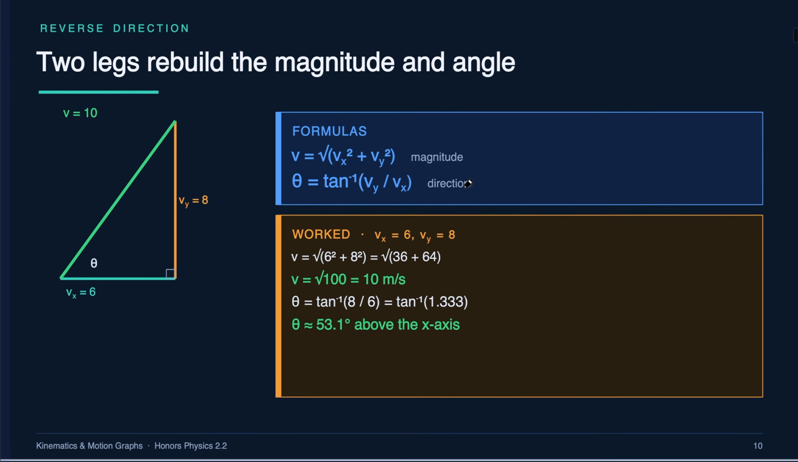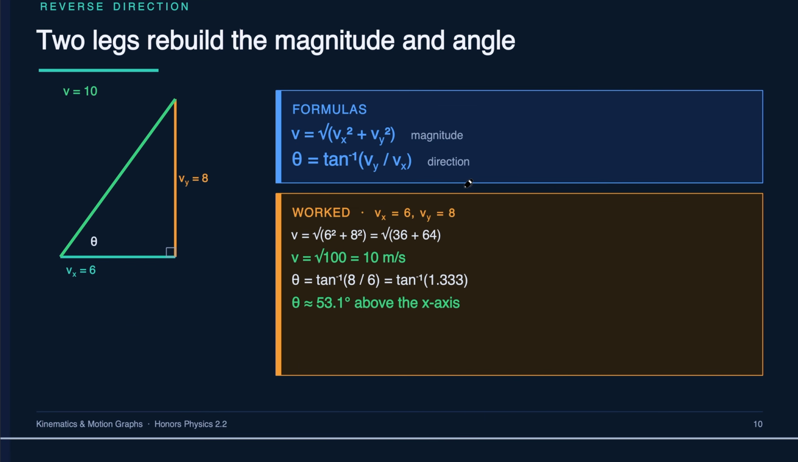These are the other two. V is equal to the square root of Vx squared plus Vy squared. And theta is equal to arctangent of Vy over Vx. Now, where do these equations come from? Because obviously I don't just want to give you an equation and expect you to memorize it, right? I'll show you where it comes from.